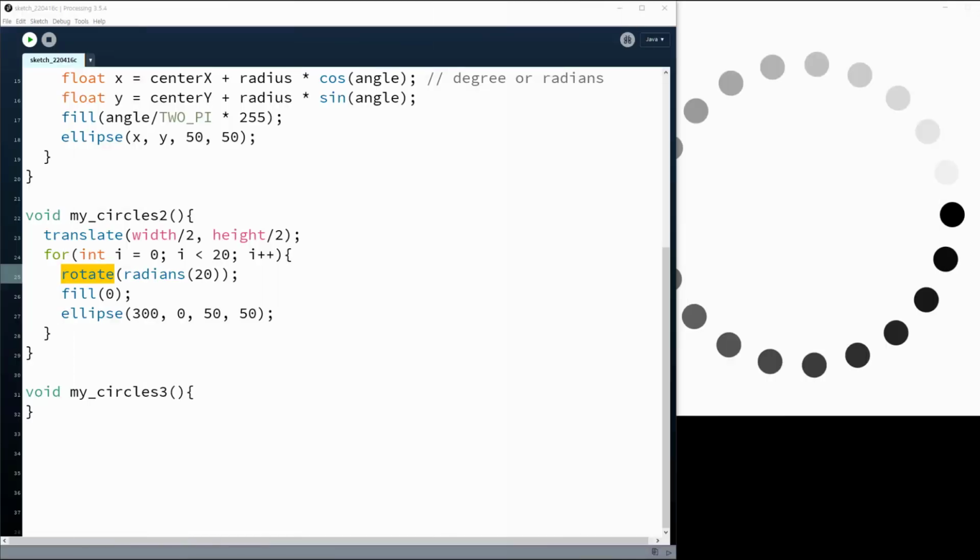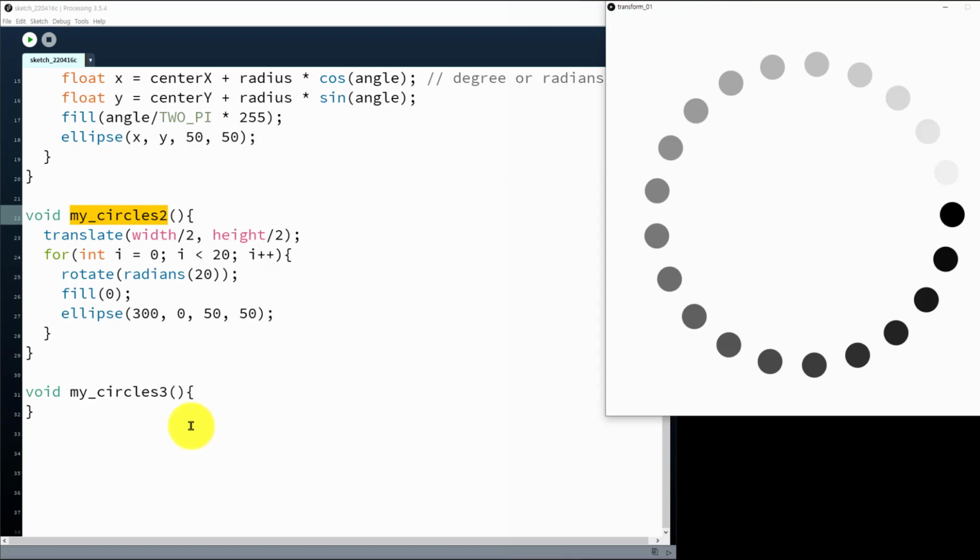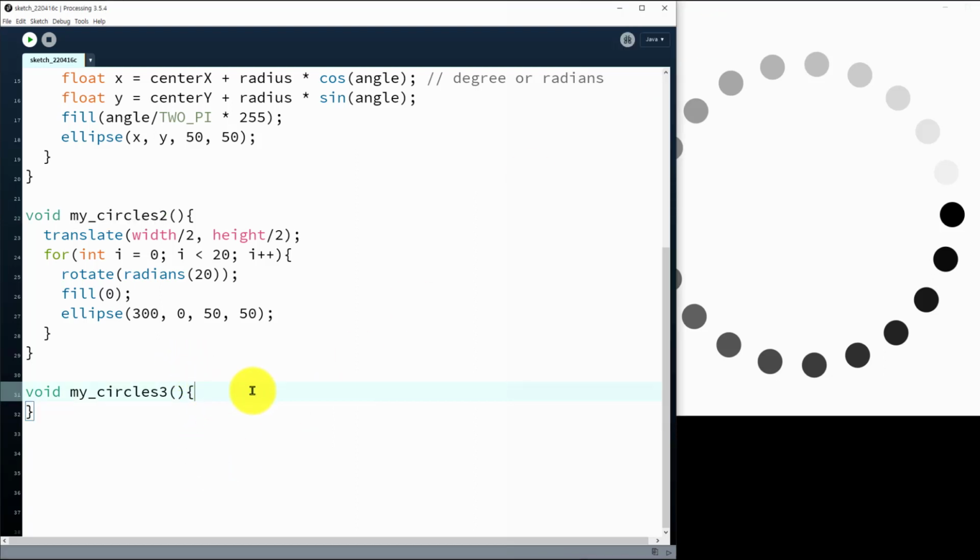So from now, let's use the final way. In this my circle 2 function, we didn't use push matrix and pop matrix. But without using that, if you draw some complicated things, it'll be difficult. So let's use a similar one, but with push and pop matrix. First of all, translate to the same place.